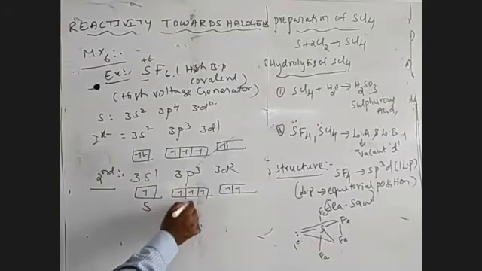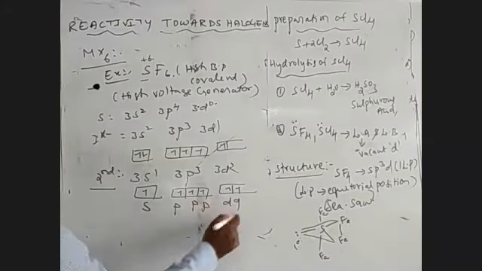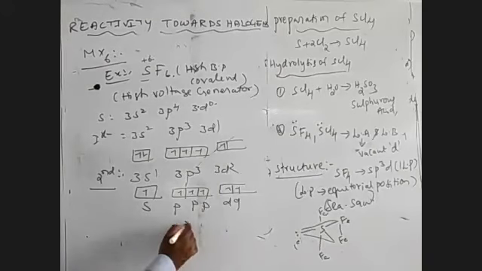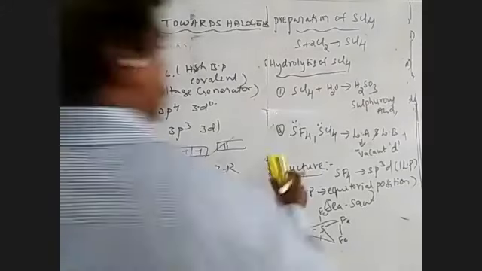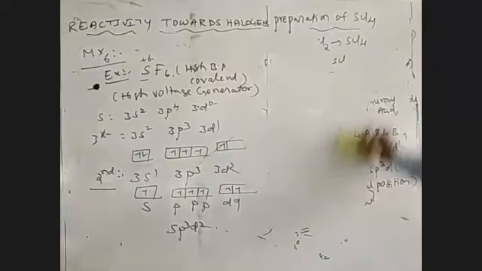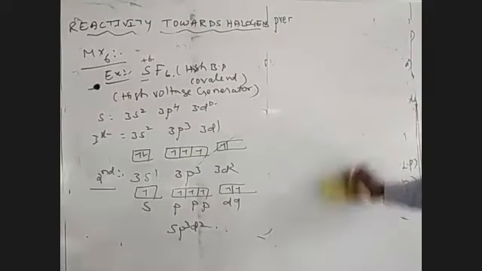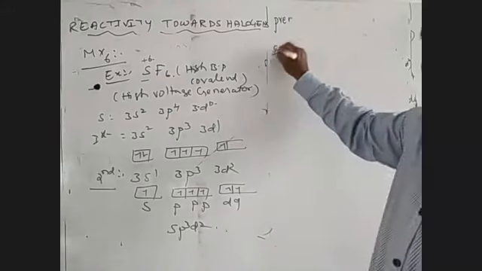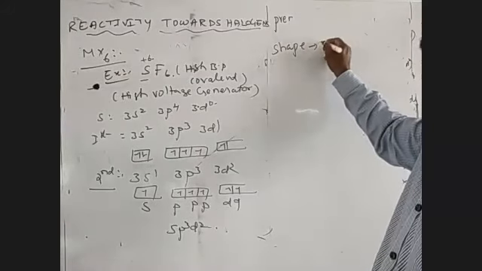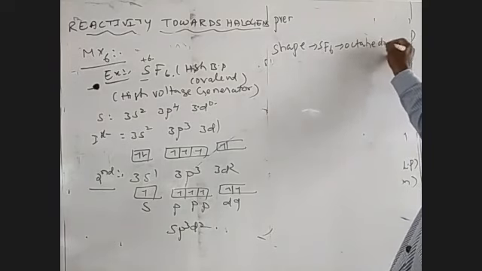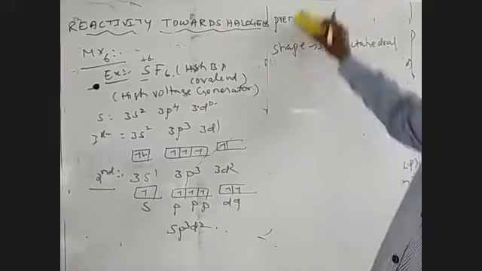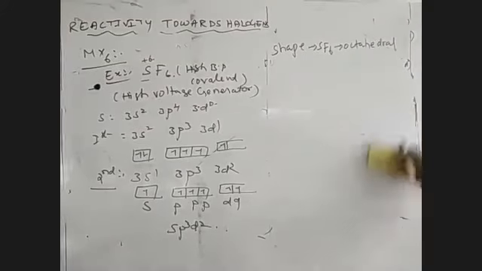Intermixing of one s, three p and two d orbitals is known as sp3d2 hybridization. In the SF6 molecule, sulfur undergoes sp3d2 hybridization. Due to the presence of sp3d2, the shape of the SF6 molecule is octahedral geometry.